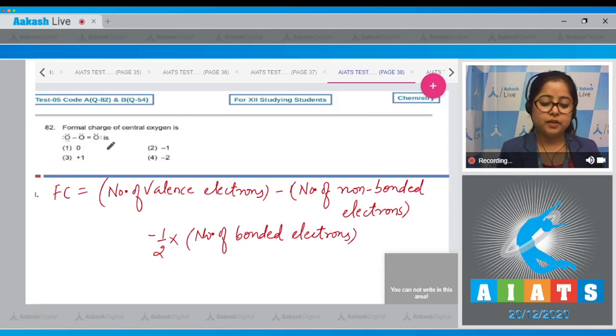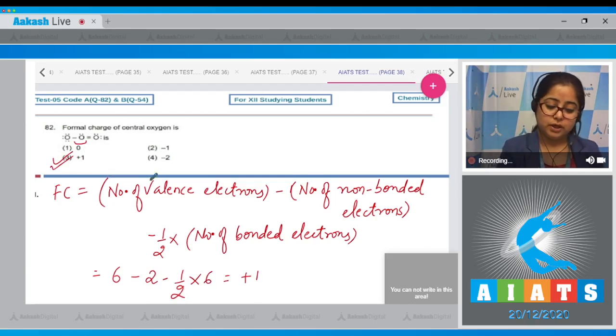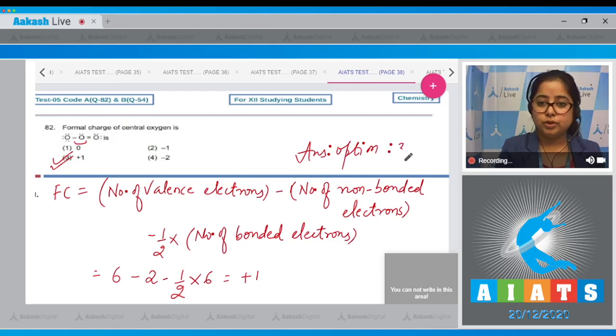So we have to identify the formal charge on the central oxygen. So valence electrons will be 6 minus number of non-bonded electrons, which is equals to 2, minus half of bonded electrons, which is equals to 6. That means formal charge is equals to plus 1. So the correct answer is option number 3. Moving to next question, students, which is question number 83.